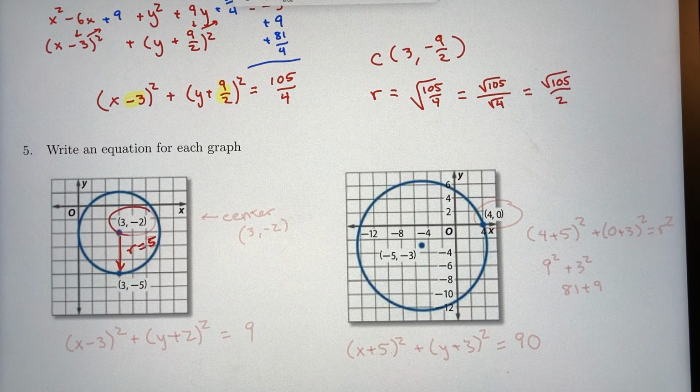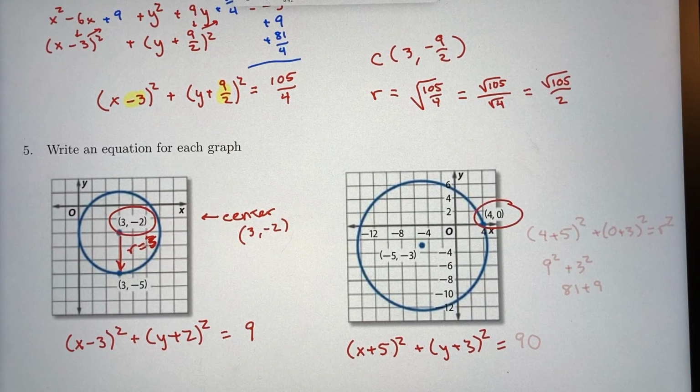All right, this one, the radius is easy. And the center is 3, -2, so x minus 3 squared and y plus 2 squared. That always gets you started. If the radius is 3, so 9. It's from -2 to -5. Here we have x plus 5 squared and y plus 3 squared.